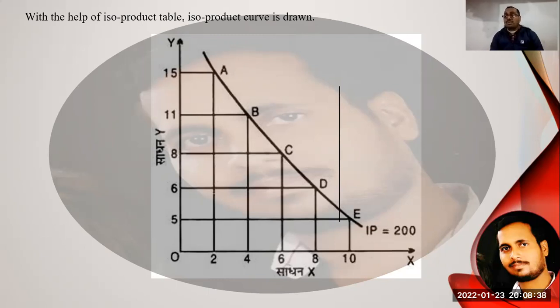And the transfer from A to B, B to C, C to D, and D to E is the rate of substitution of capital for labor. But the entrepreneur is able to get the output in equal amount, 200 units of output. So this is the basic theory behind the IP curve, the iso-product curve. Sometimes it is also shown as the IQ curve, the iso-quant curve.